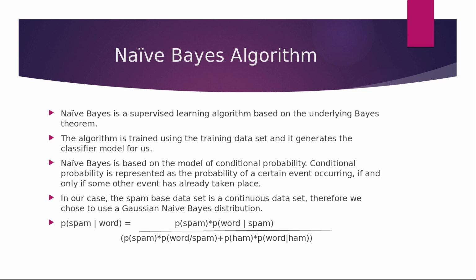Conditional probability is represented as the probability of a certain event occurring if and only if some other event has already taken place. In our case, the spam-based dataset is a continuous dataset, therefore we choose to use a Gaussian Naive Bayes distribution. The graph for this distribution is basically like a normal plot and is a bell-shaped curve. The equation at the bottom of the screen represents the probability that an email is a spam given that a specific word is present in it. This formula, which is derived from the Bayes theorem, is used in this algorithm.